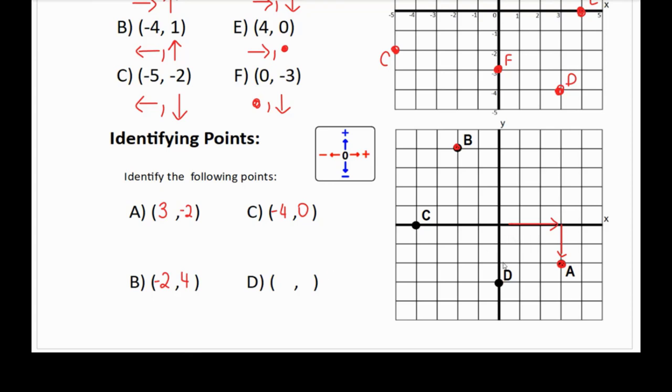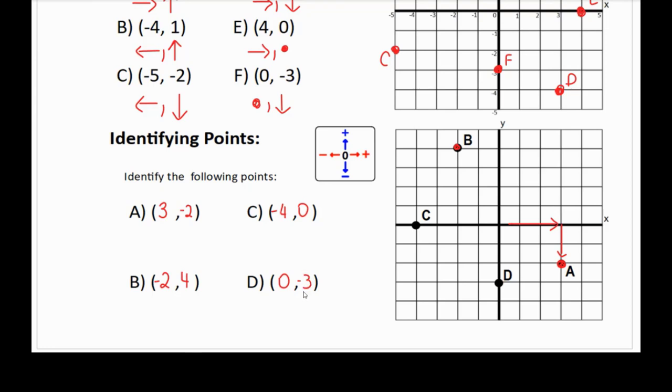The last point we have is letter D. We start at the origin. To get there, I don't need to move to the right nor left. I just stay there at the origin. So that means my first coordinate is 0. And my second coordinate means 1, 2, 3 down. So this would be negative 3.